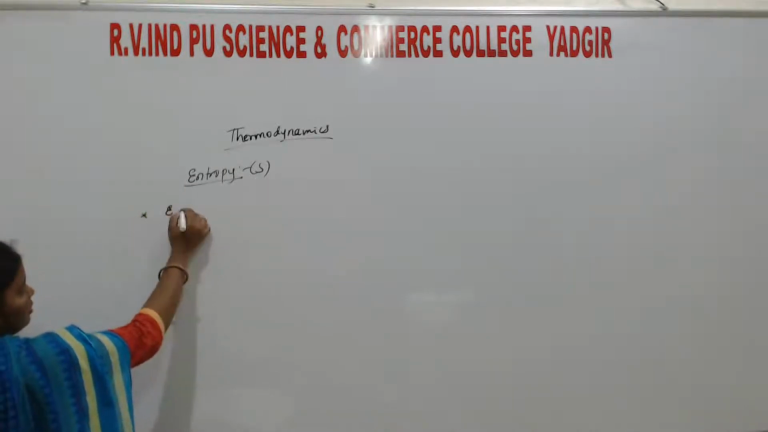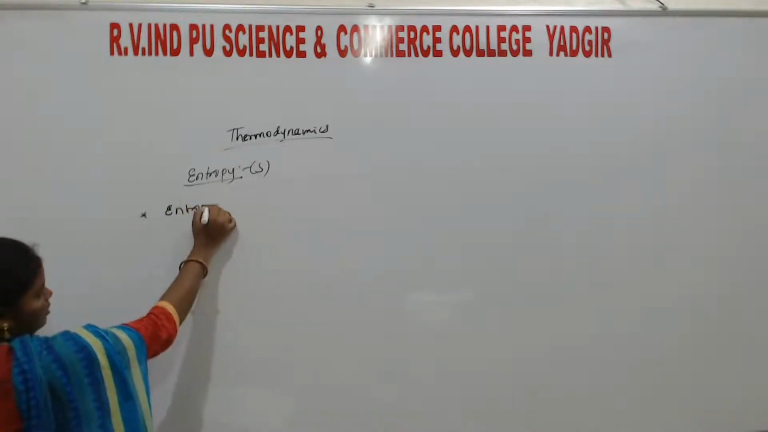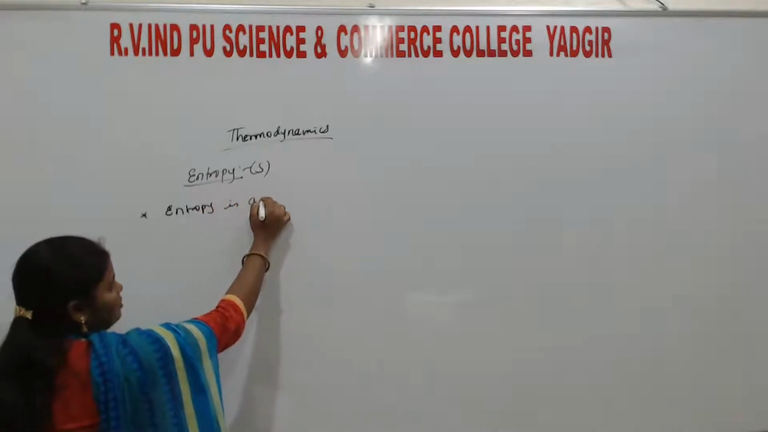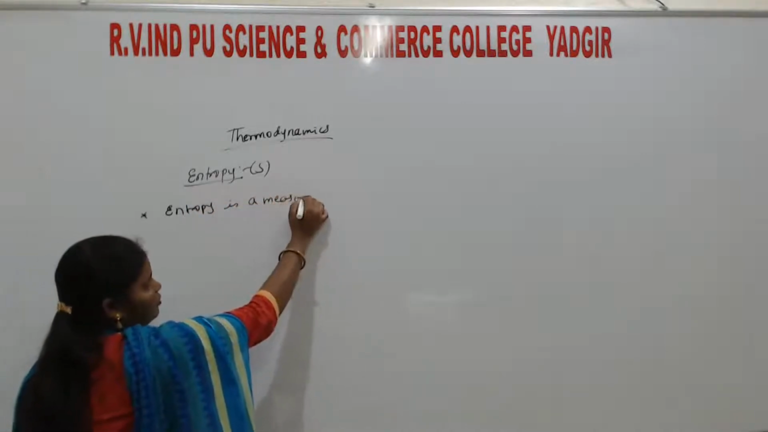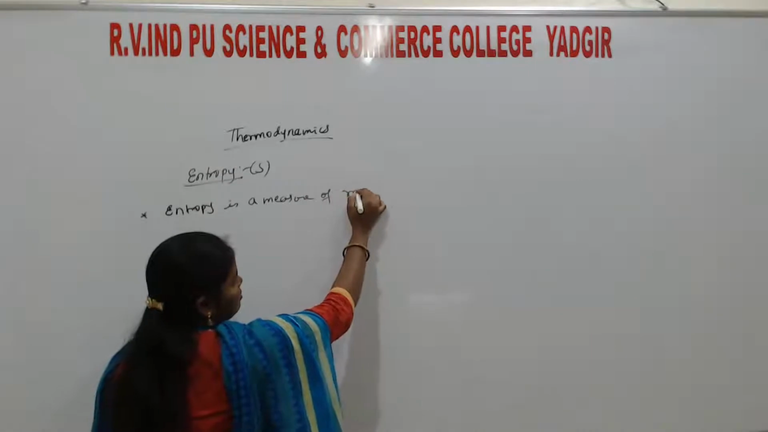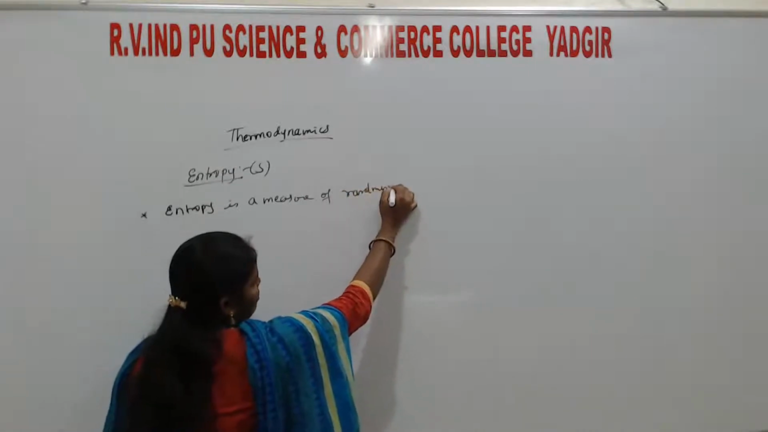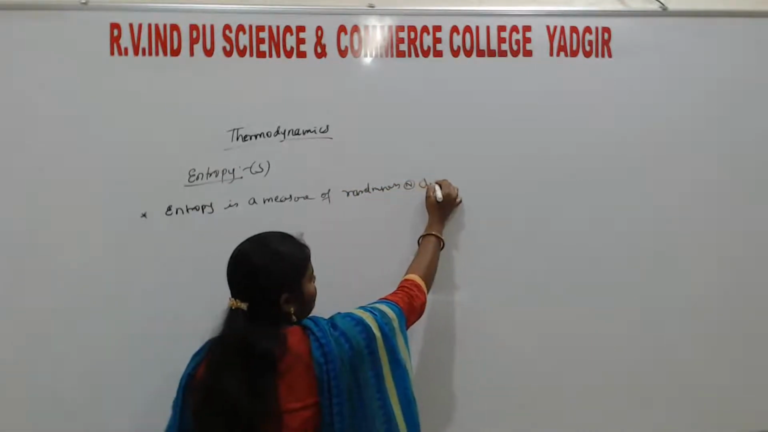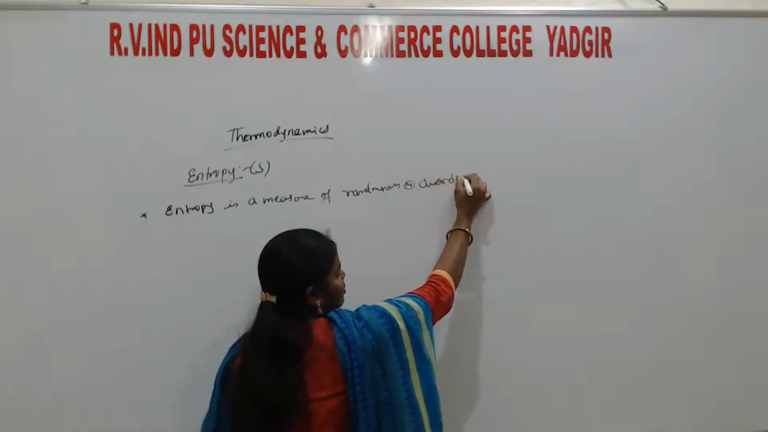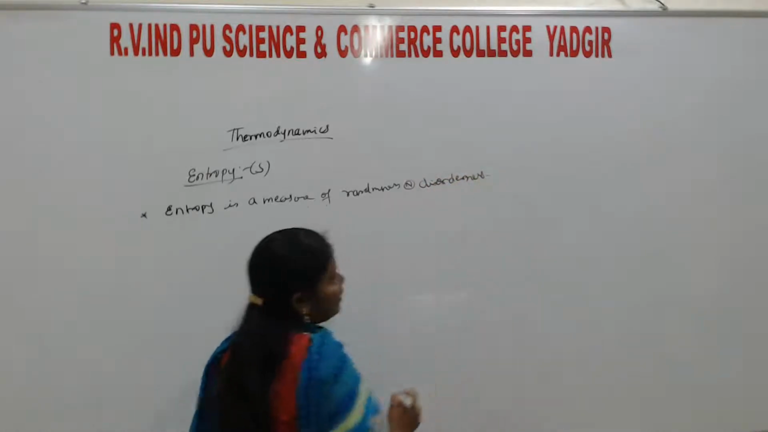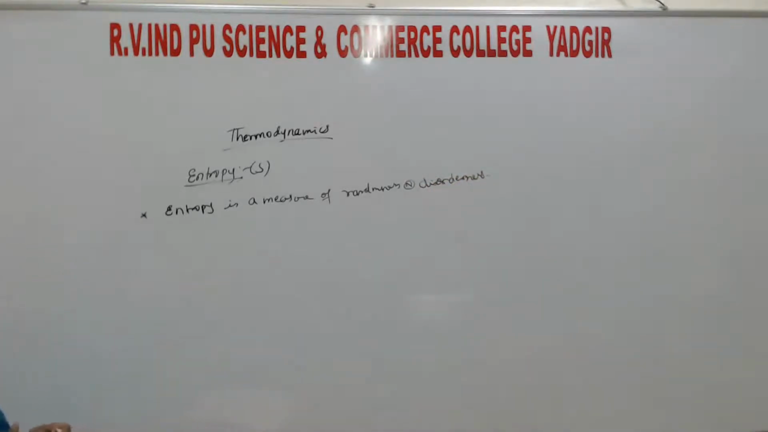Entropy is a measure of randomness or disorderness of the system.